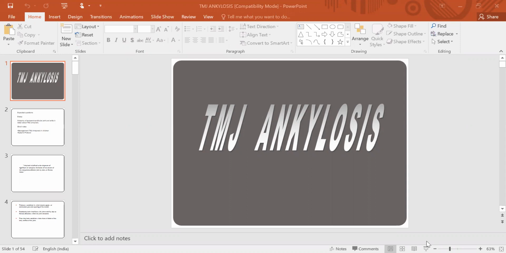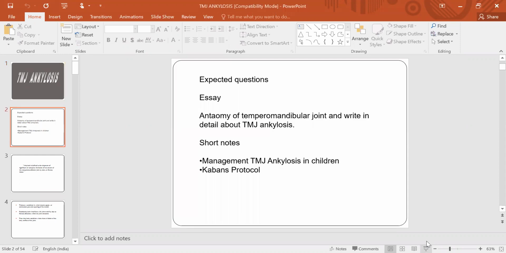So these are the expected questions in temporomandibular joint ankylosis. We've got short notes on ankylosis in children and Kaban's protocol.